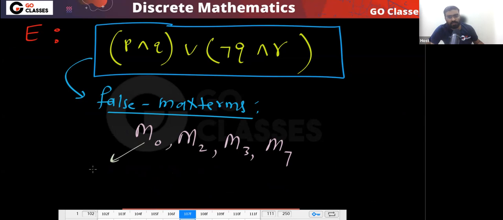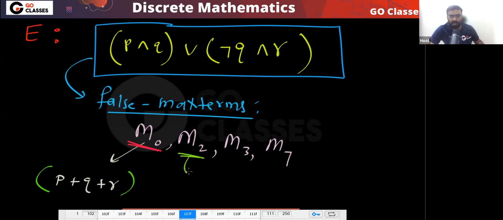This is your false max term. So can you write this as PQR? This is a max term, this is a sum term. So tell me what that will be. M0, all of them are 000. So how do you write it? You write it as P or Q or R. So this will be P or Q or R.